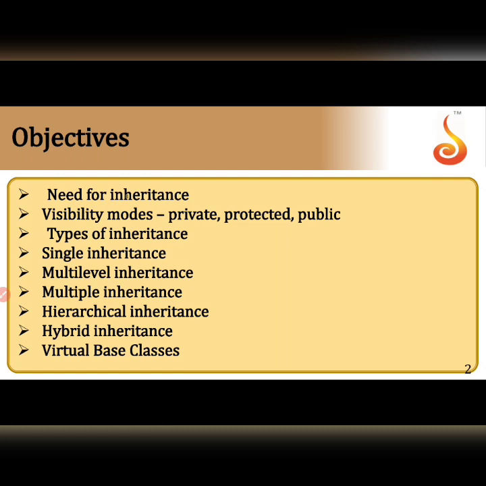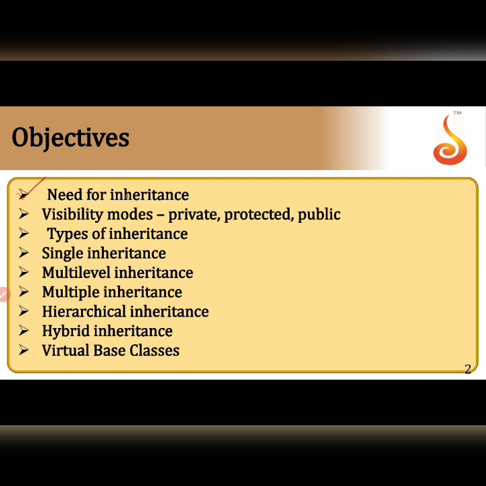So now we'll start with the objectives. Need for inheritance. Why do I need inheritance? Anyway, we have done this before also, like in chapter 6, when we went through the OOPS properties, that is the basic concepts of C++. In that I have given a brief introduction of what inheritance is. Now we will do inheritance in detail. So why do I need inheritance?